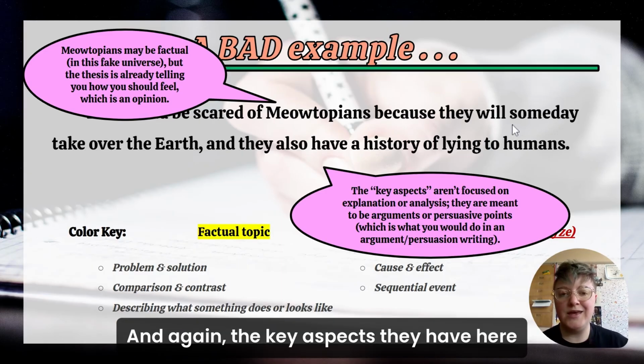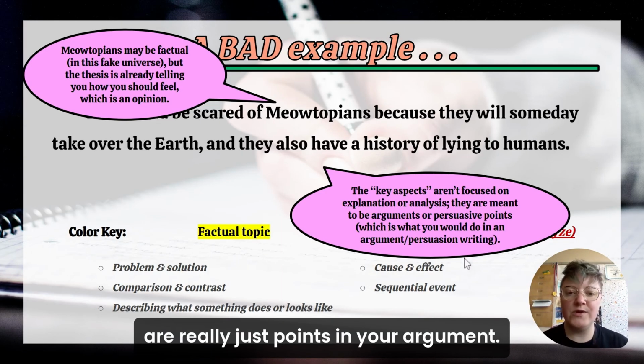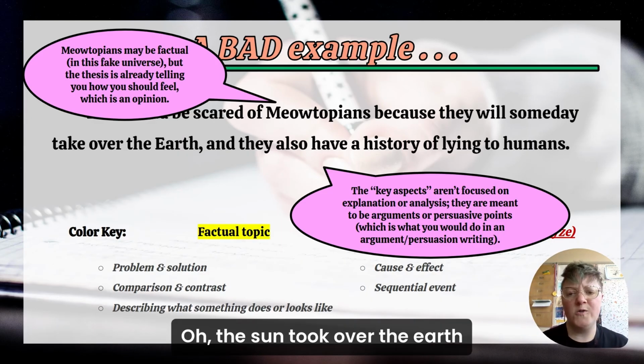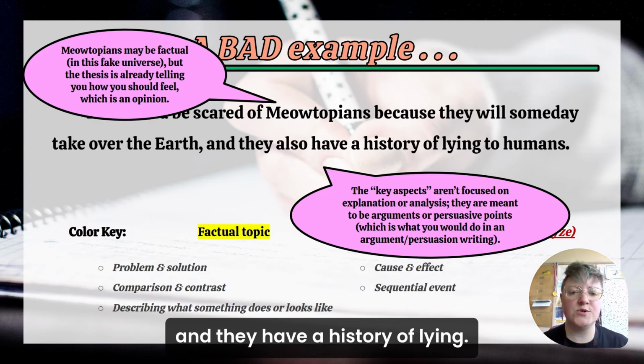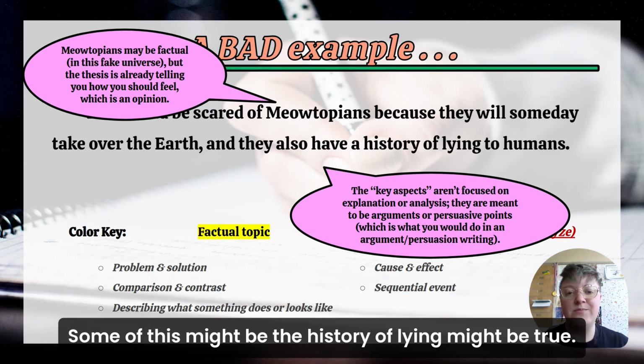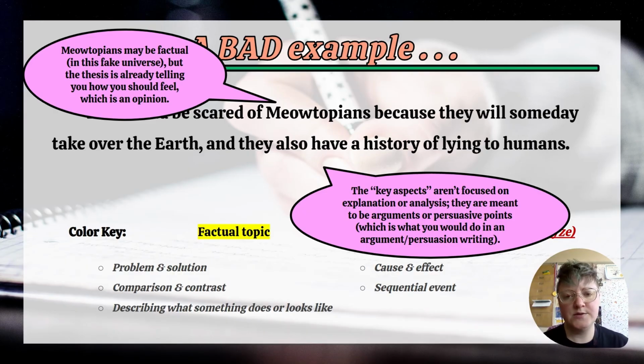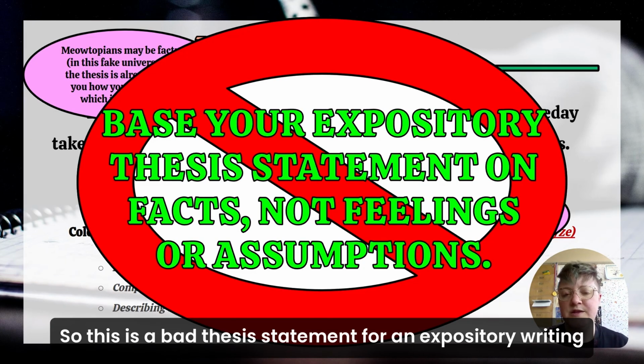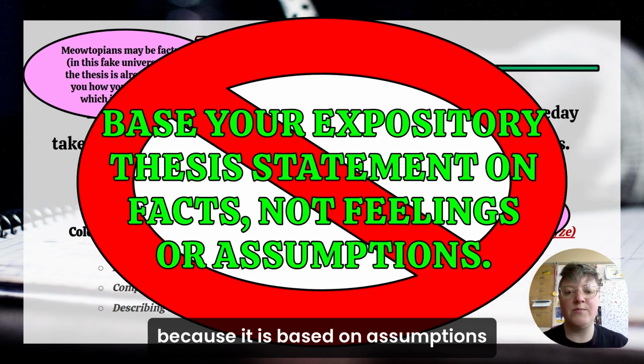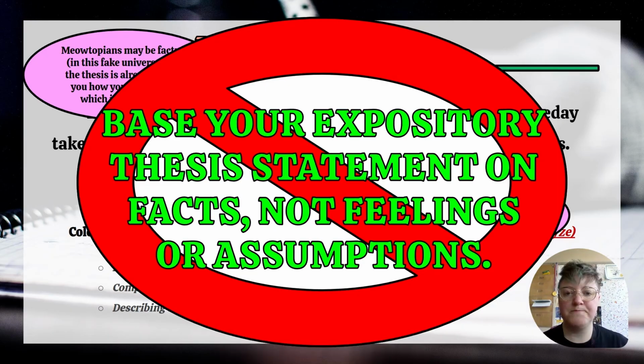And again, the key aspects they have here are really just points in your argument. They're explaining, oh, they'll someday take over the Earth and they have a history of lying. Some of this might be, the history of lying might be true, but someday take over the Earth is an assumption. That's not fact. So this is a bad thesis statement for an expository writing because it is based on assumptions or feelings, not facts.